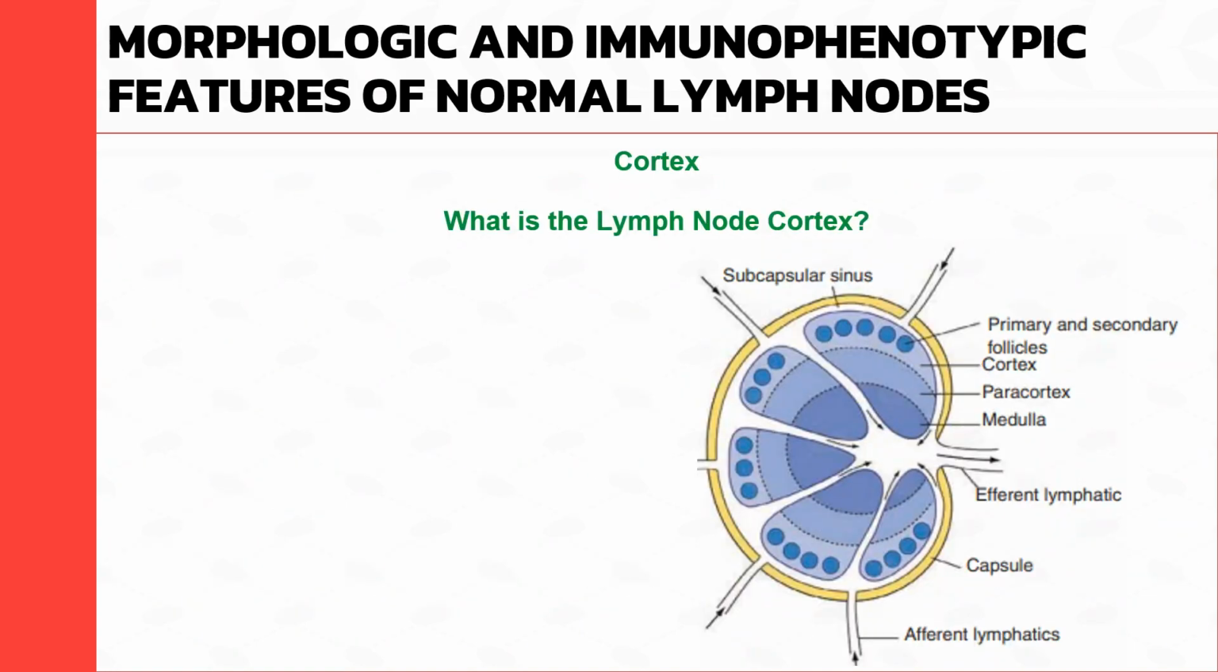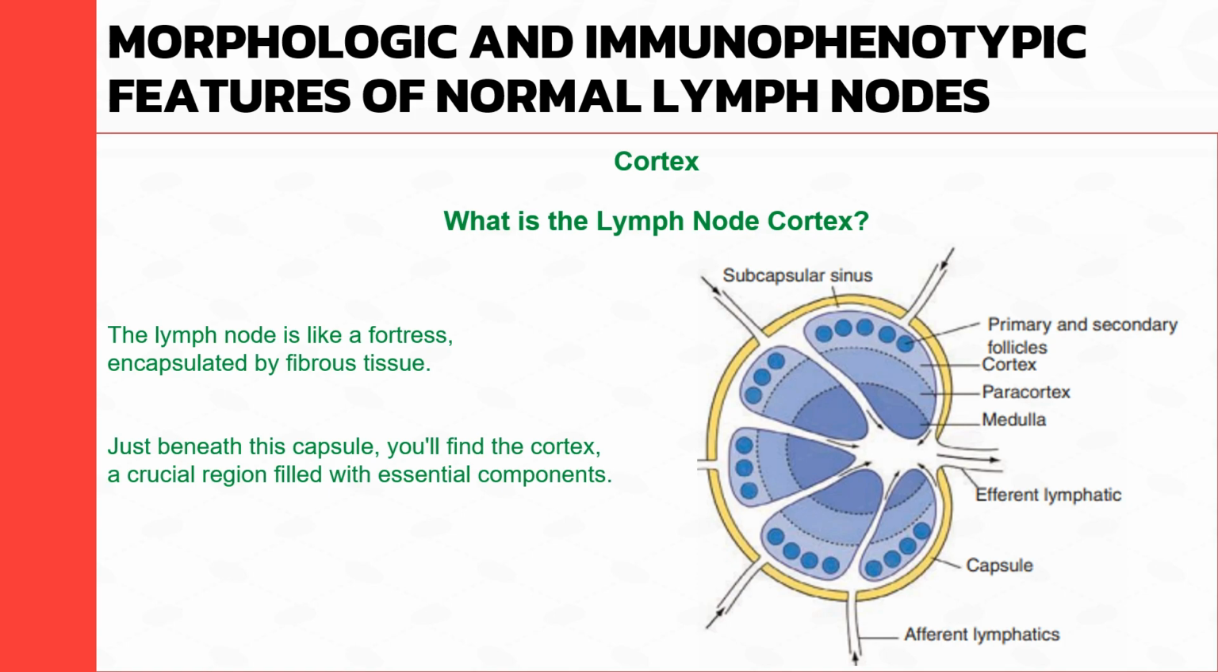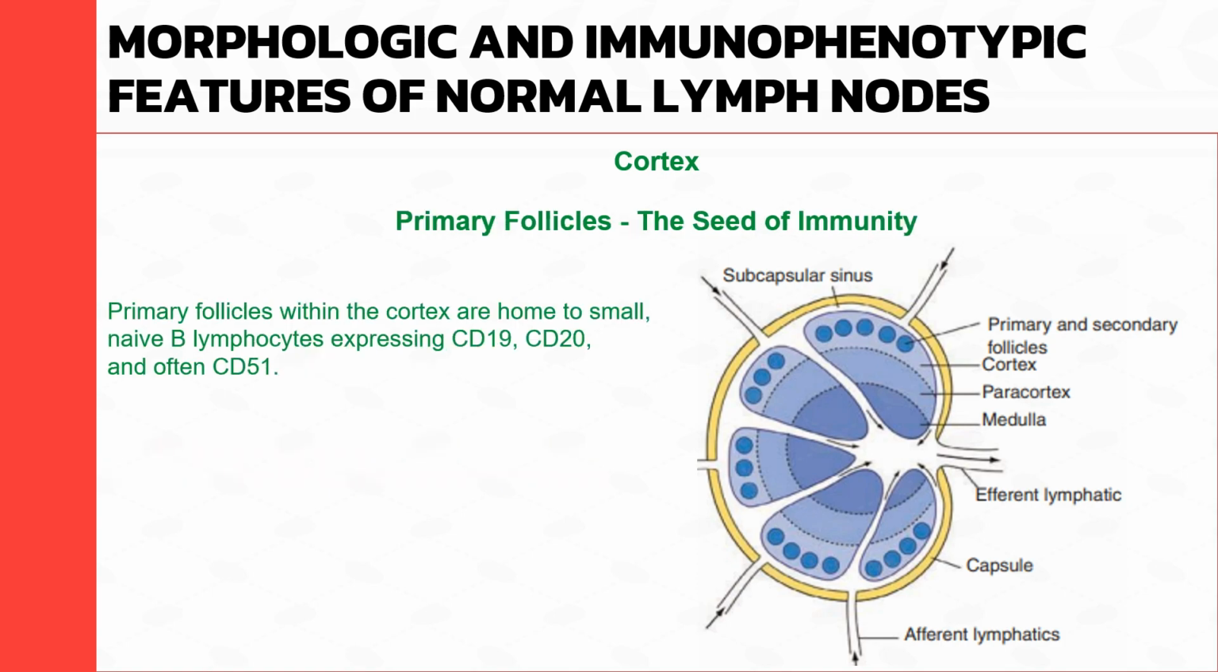We're delving into the fascinating world of the lymph node cortex. We'll explore the intricate details of this vital part of the lymph node, from primary follicles to plasma cells. So, let's get started. The lymph node is like a fortress, encapsulated by fibrous tissue. Just beneath this capsule, you'll find the cortex, a crucial region filled with essential components. Primary follicles within the cortex are home to small, naive B lymphocytes expressing CD19, CD20, and often CD51.